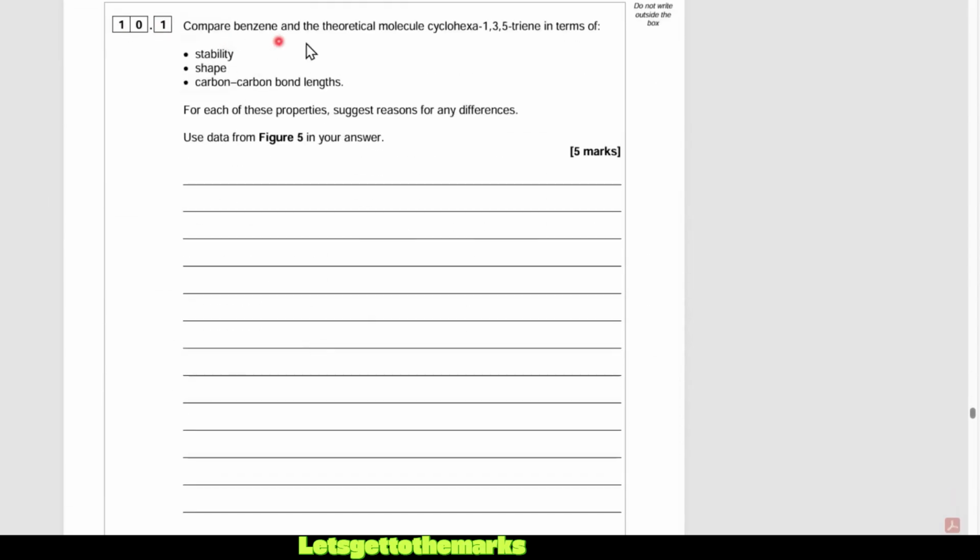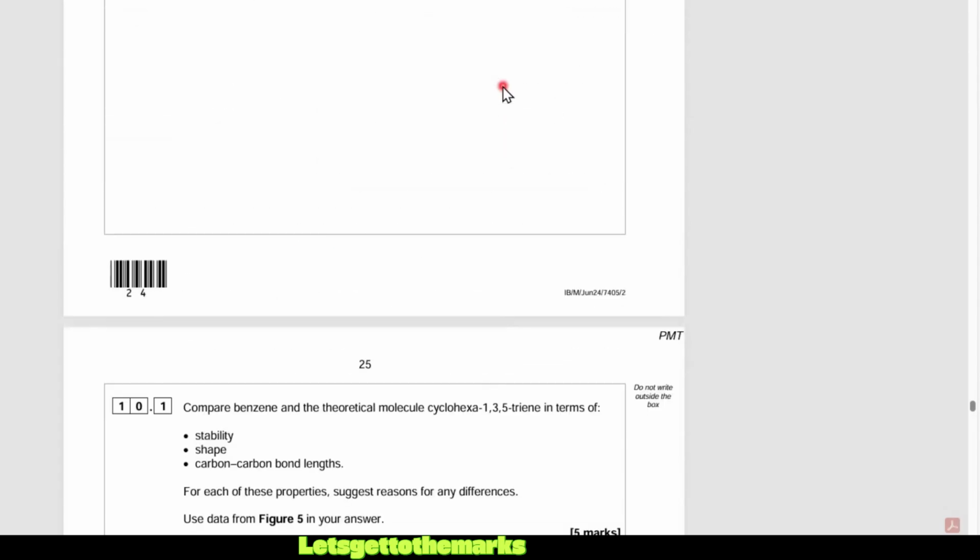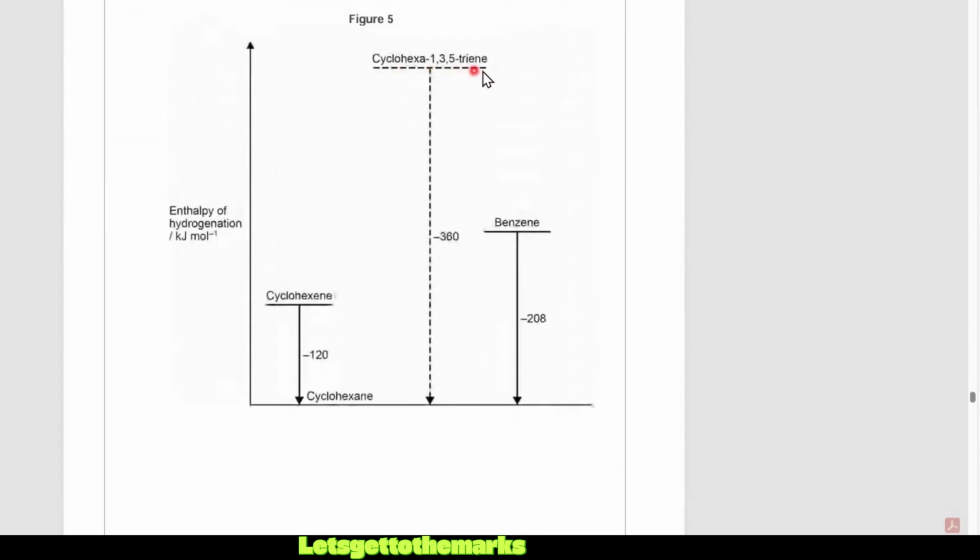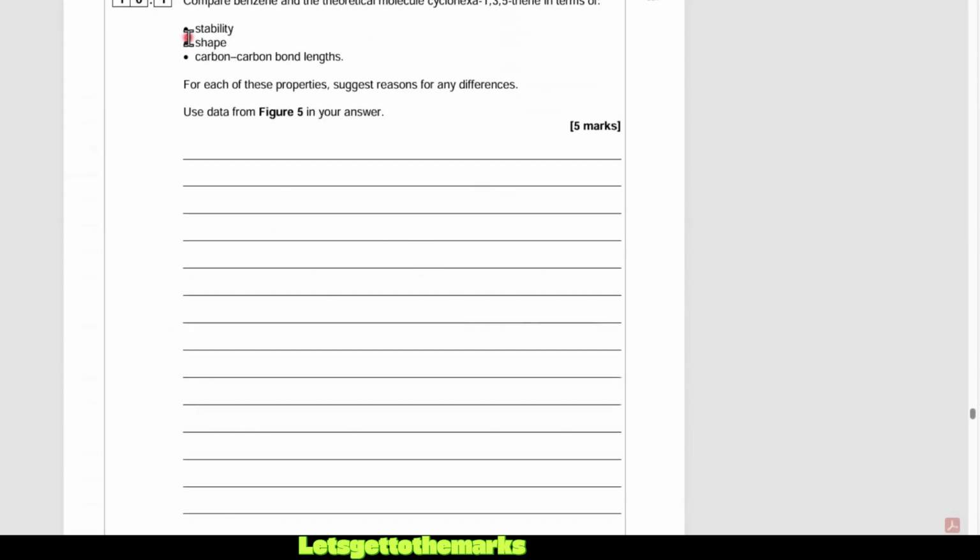Now comes question 10.1. Compare benzene and the theoretical molecule cyclohexa-1,3,5-triene in terms of their stability, their shape, and their carbon-carbon bond lengths. Okay, so you've got 3 factors there to cover. It's for 5 marks. So let's check it out. Why don't you press pause, get your pen, paper, have a go. But I'm going to go through the answers.